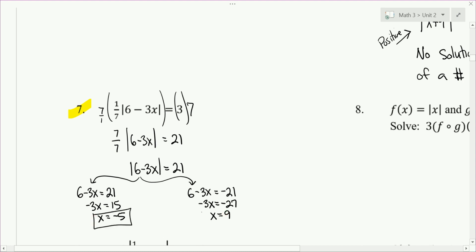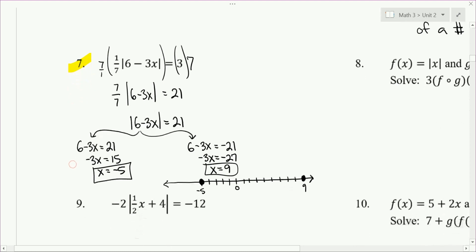So we have solved, but remember they ask us to graph this on the number line. The number line is just, you don't have your x and y axis, you just have that x-axis. 0, 1, 2, 3, 4, 5, 6, 7, 8, 9. So we have a solution at 9, put a closed circle there, and we have a solution at negative 5. Closed circle there. So that's how you would graph your solution set here.